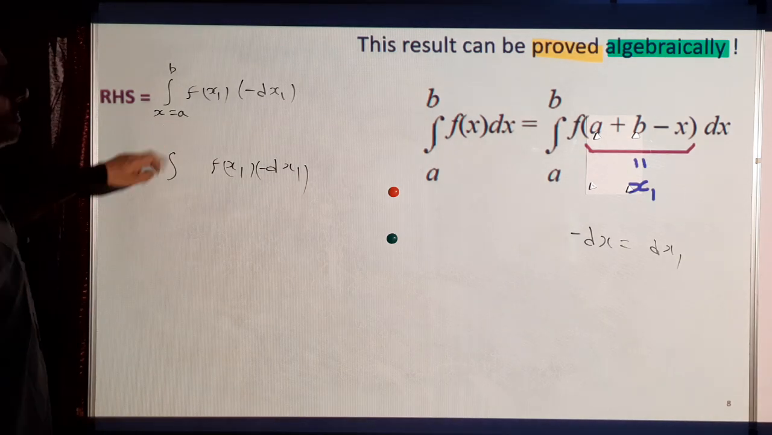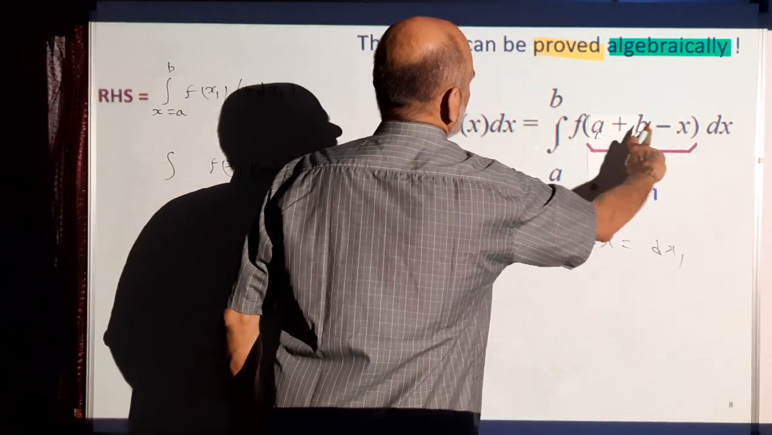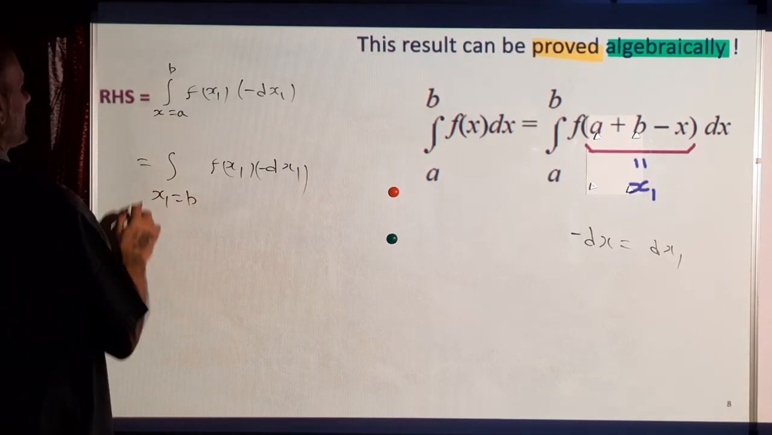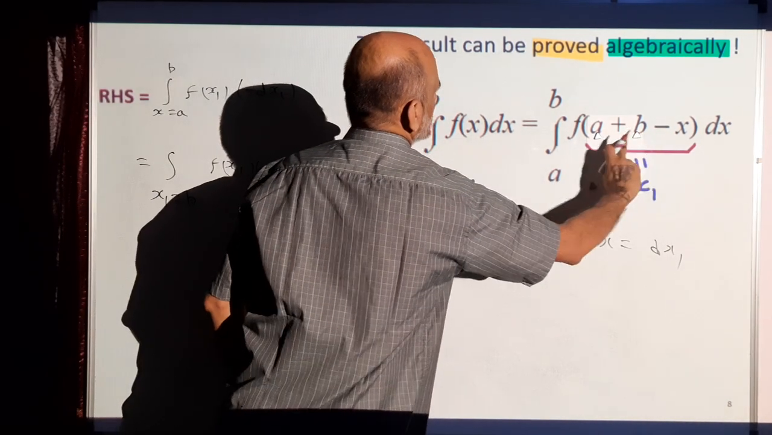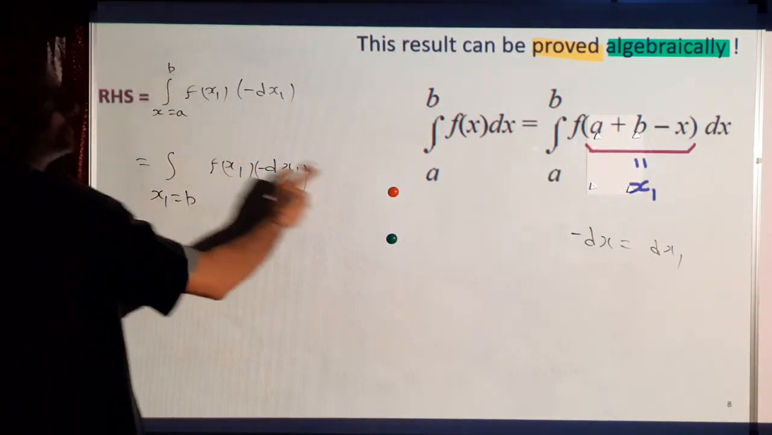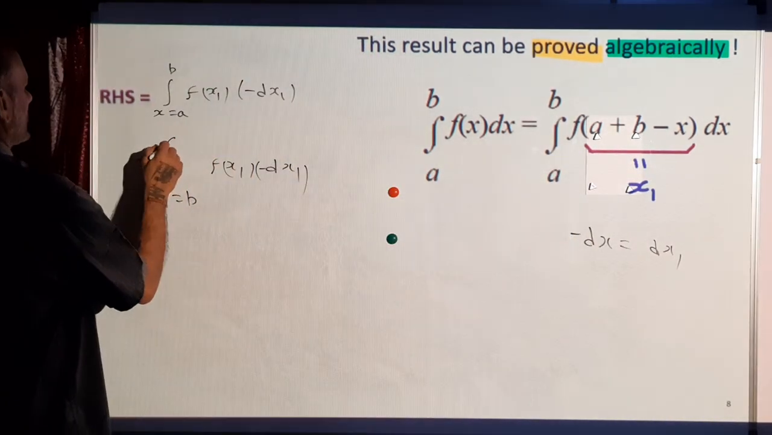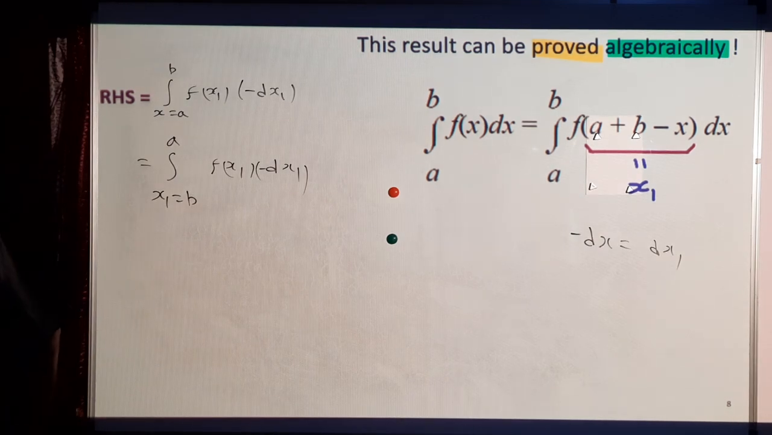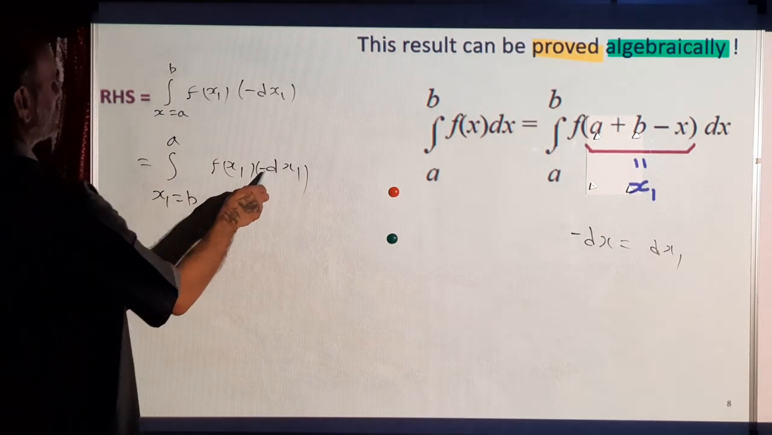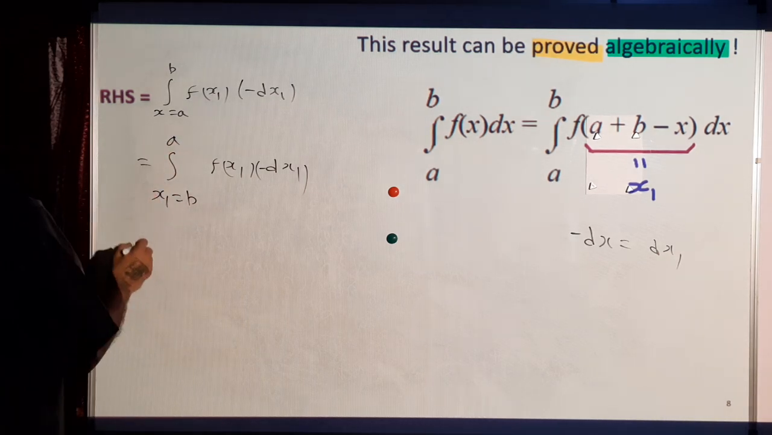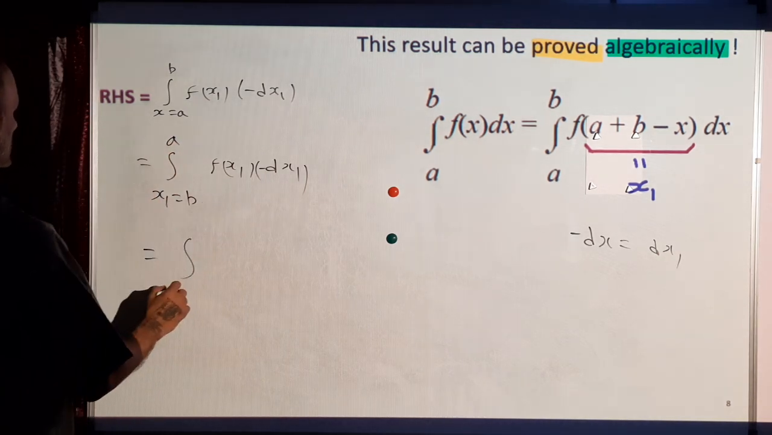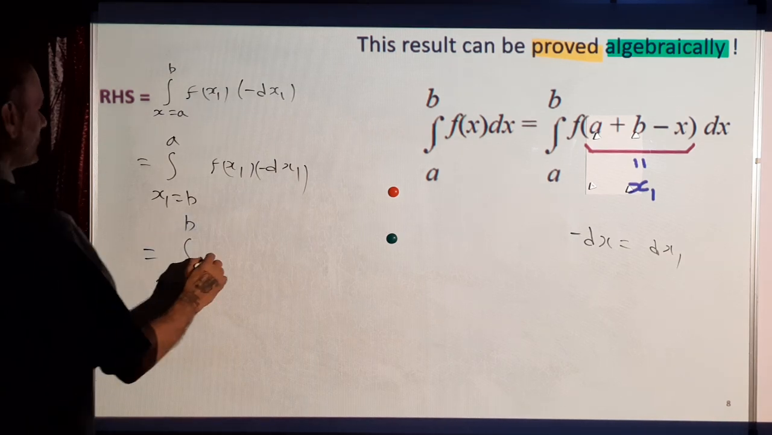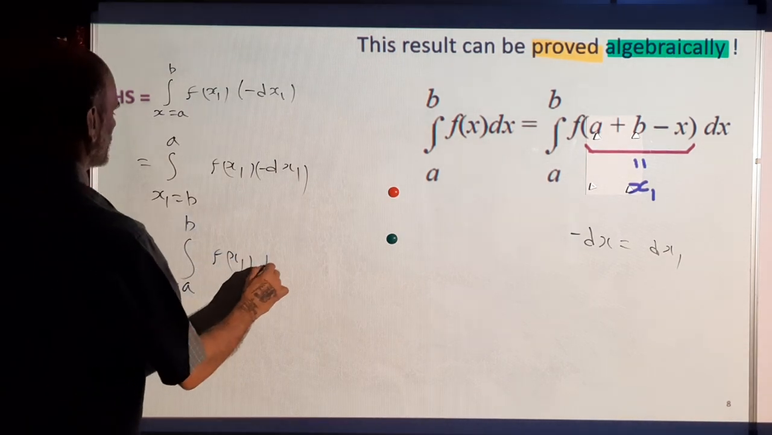So when x equal to a, x1 will become b. So the limit in terms of x1 will be b. When x equal to b, x1 will become a. So the limit in terms of x1 is from b to a. Now observe this negative sign for interchanging these limits. So I'll interchange the limits to a to b, x1 equal to a to b of f of x1 dx1.